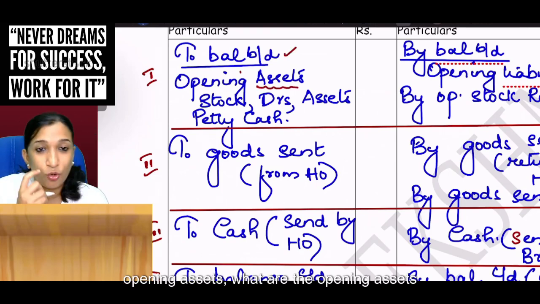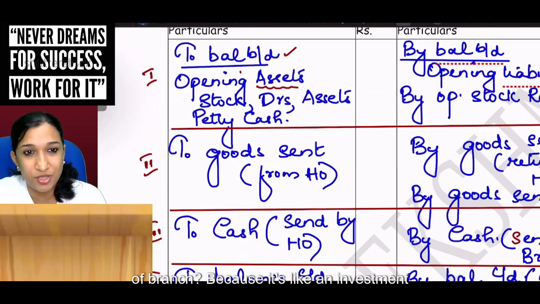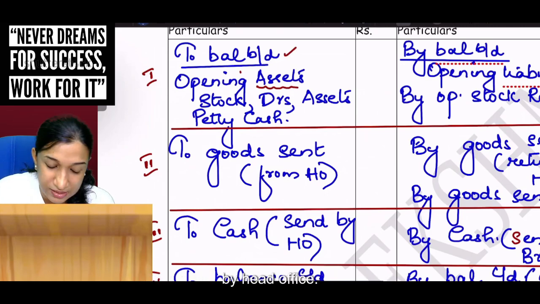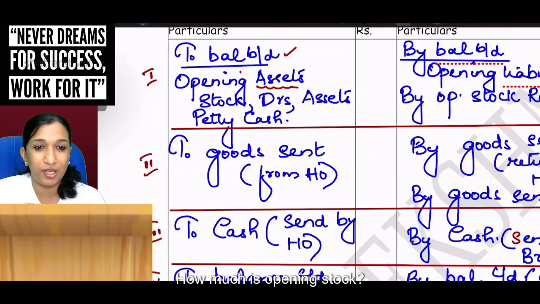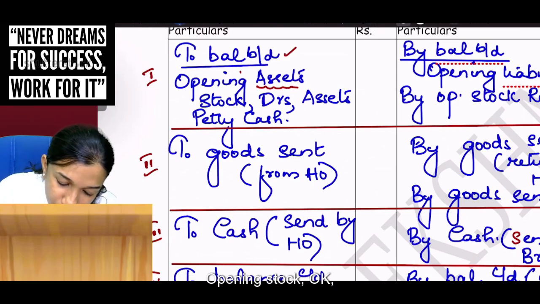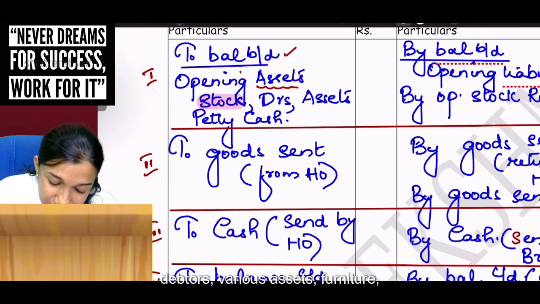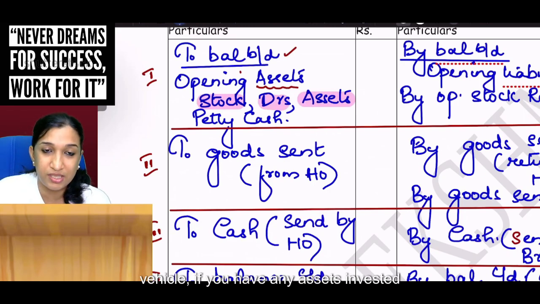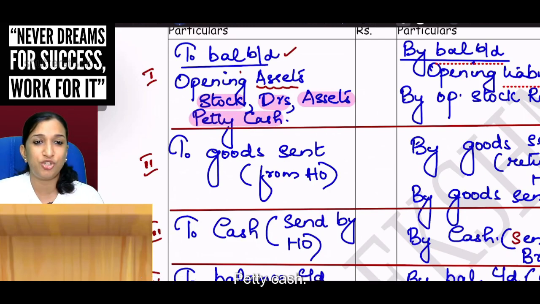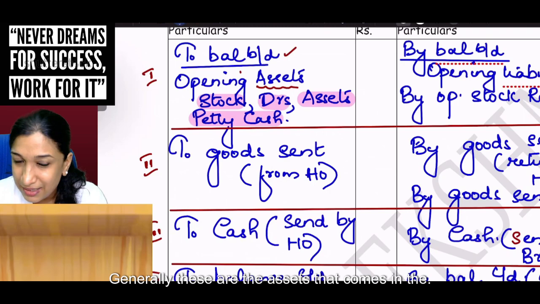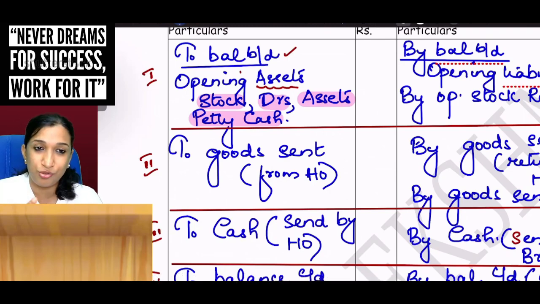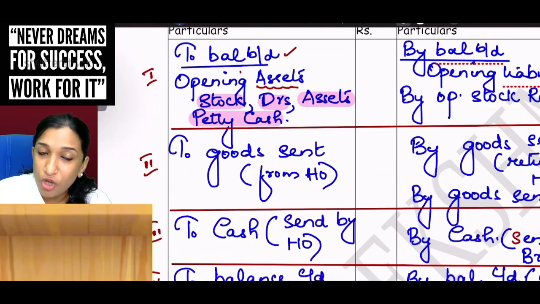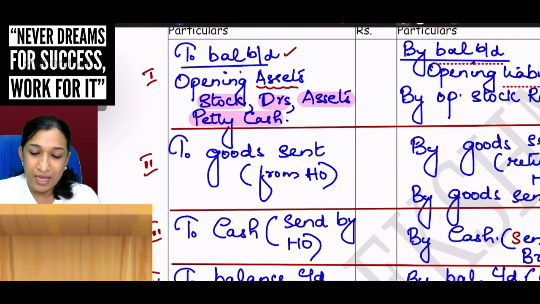Opening assets. What are the opening assets of the branch? Because it's like an investment by head office. How much is the opening stock? Opening stock, debtors, various assets, furniture, vehicle, if you have any assets invested for the branch, petty cash. Generally, these are the assets a branch usually has. So stock, debtors, assets.